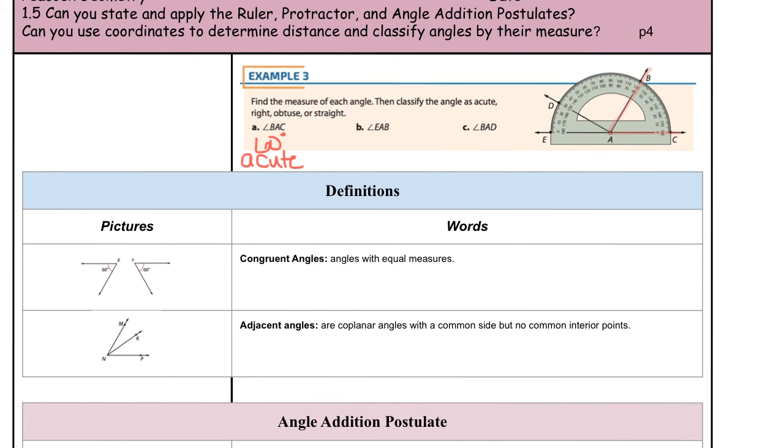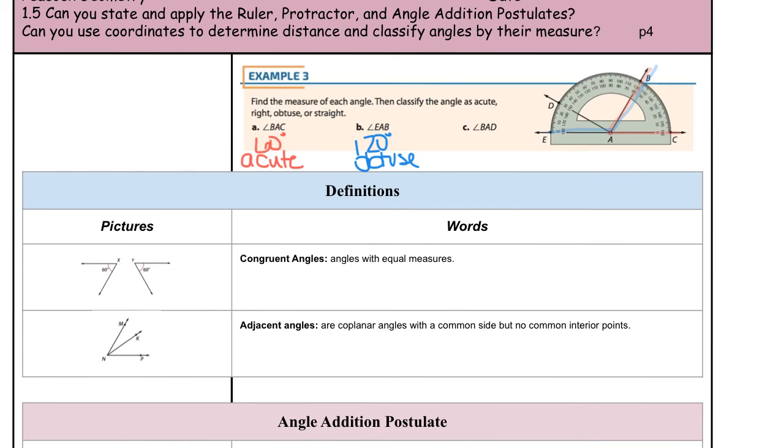The measure of angle EAB, again right here, EAB. Oh, so this is larger and it's opening up toward the left. So we're reading the top numbers. So that's 120 degrees. And that's obtuse.